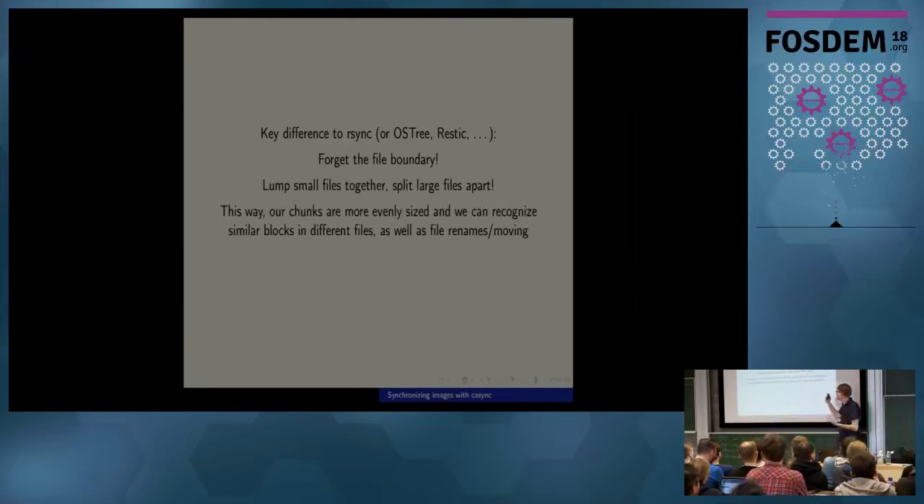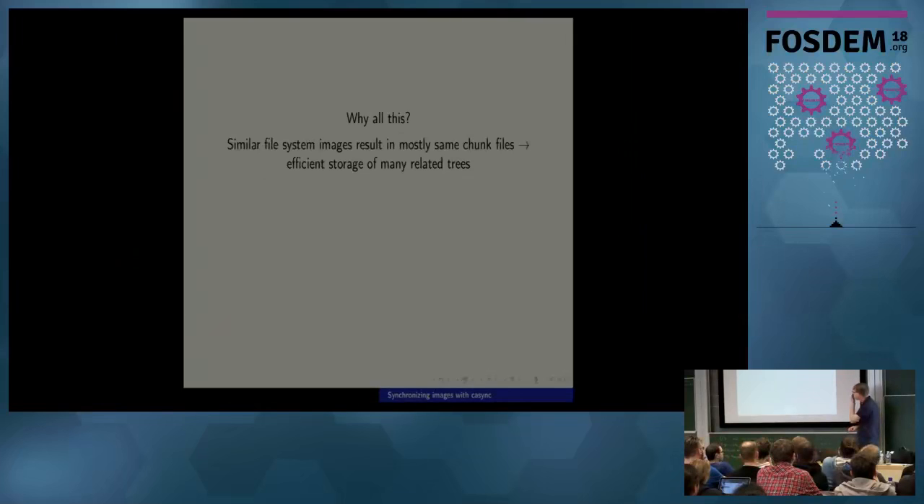So on average, the chunks are evenly sized, and we can recognize similar blocks in different files. File renames, files moving, work this way. We can recognize the same file contents within files too. And why do we do all this? Similar file system images will result in mostly the same chunk files, and hence you get efficient storage of many related trees, without keeping any kind of history.